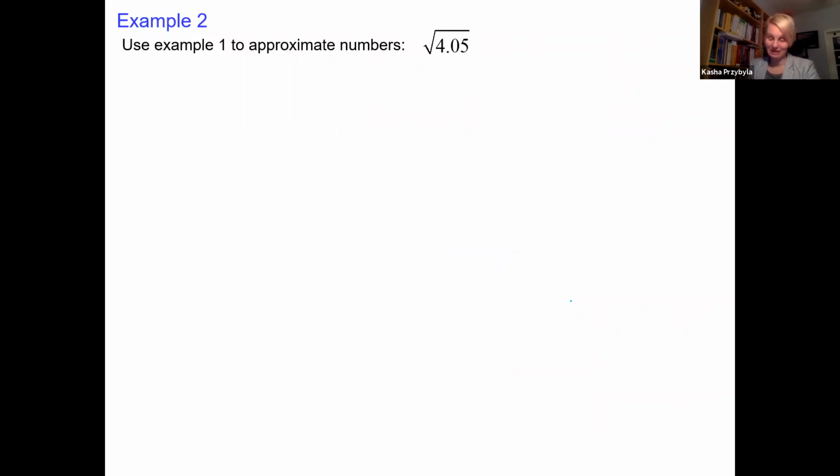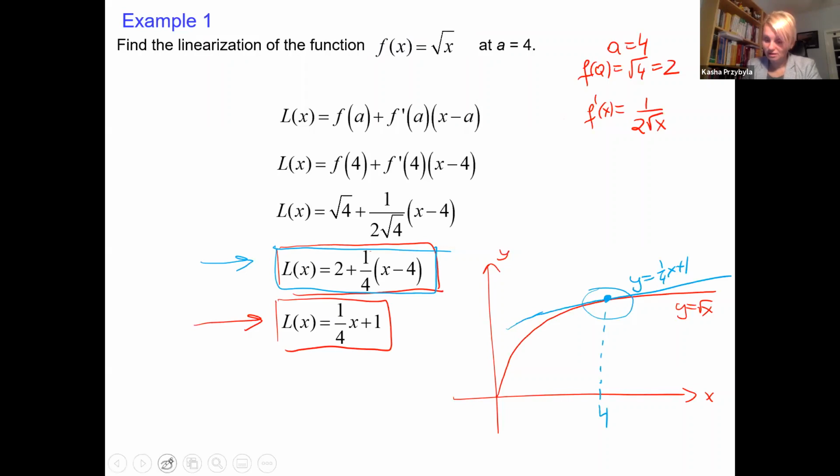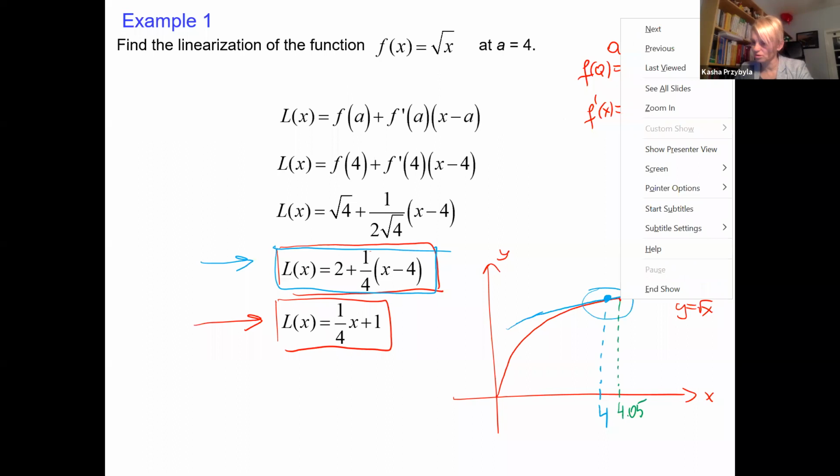Okay, and that's another application of this, that's the real use of the linearization. So let me come back to this slide, and I can use a different color, 4.05. The red dot will represent the actual value.